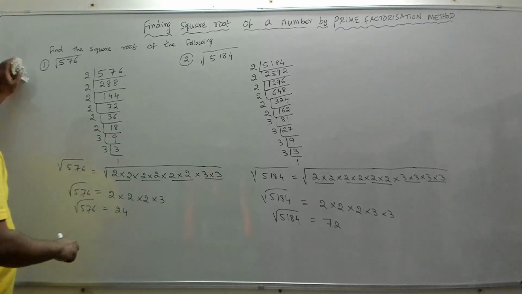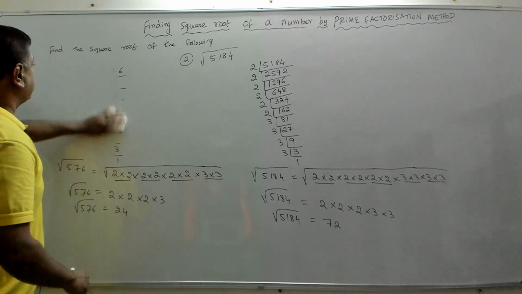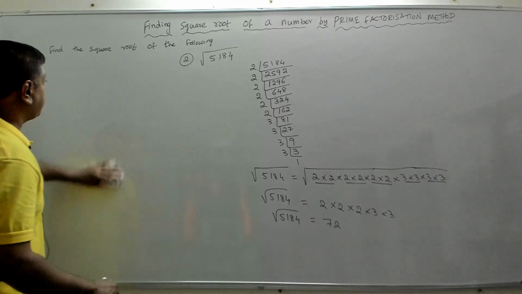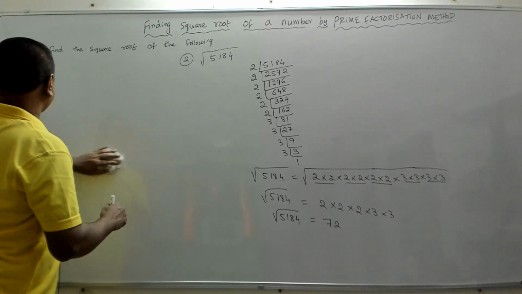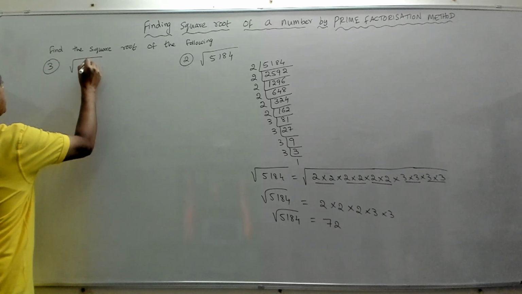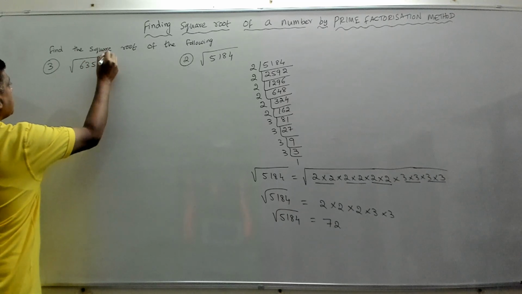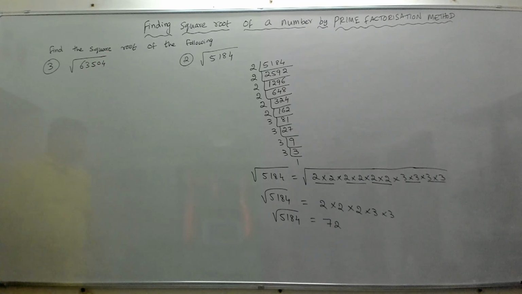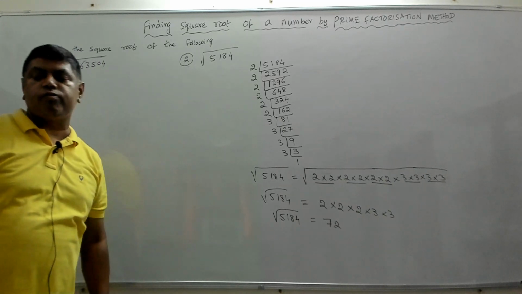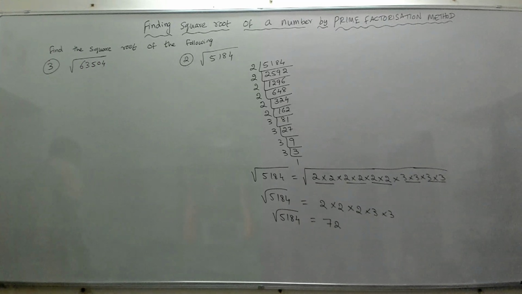Let me erase this. So the third question is, we have to find the square root of 63,504 using the prime factorization method.